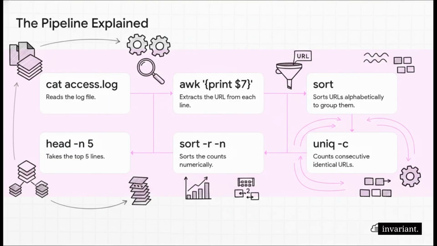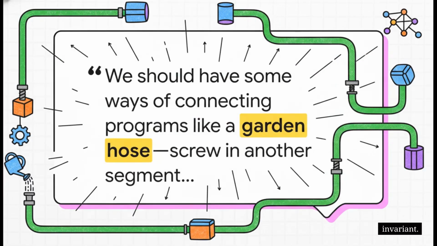Well, each program in this chain does one simple, really specialized job. One reads the file, one extracts the URLs, another sorts them, then one counts them up. The real magic is how the output of one program just seamlessly becomes the input for the very next one. It forms this powerful step-by-step workflow. And this whole idea really gets to the heart of what's known as the Unix philosophy. It's all about creating these small, specialized tools that you can flexibly connect, just like screwing together segments of a garden hose, to build really powerful and complex data workflows.